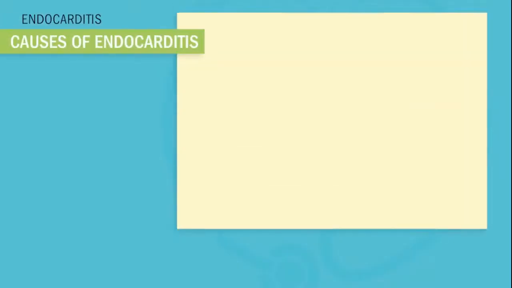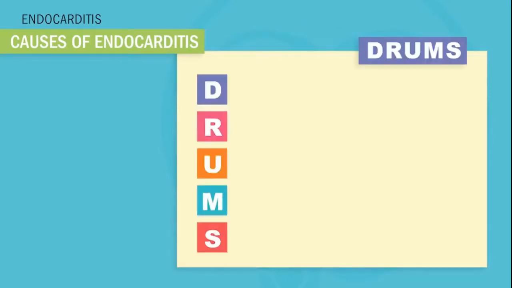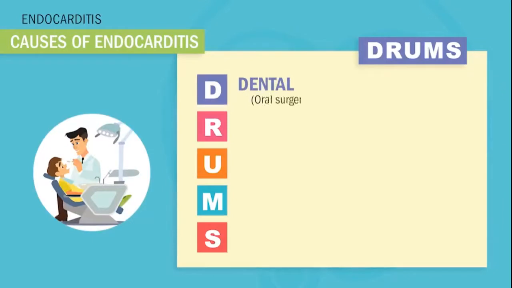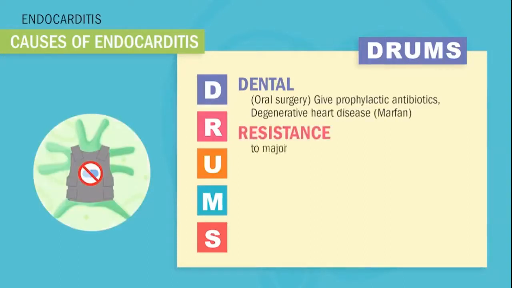So the easy way to remember all the main causes is our acronym DRUMS, because your heart kind of acts like a drum. D is for dental or oral surgery. We give prophylactic antibiotics, and also degenerative heart disease called Marfan syndrome. Now R is for resistance to major antibiotics. Even if your patients take these prophylactic protective antibiotics before their dental appointments, guys, they might not even work if they have long-term resistance to major antibiotics.